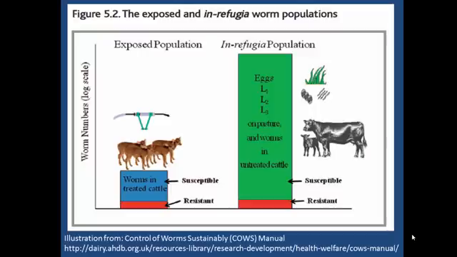Now, the take-home message from this is that we should not remove all the population in refugia, because that will speed up the appearance of resistance. And in fact, as we will see in the next video, current practices emphasize the importance of preserving this population in refugia, basically to preserve the efficacy of the antiparasitic drugs.